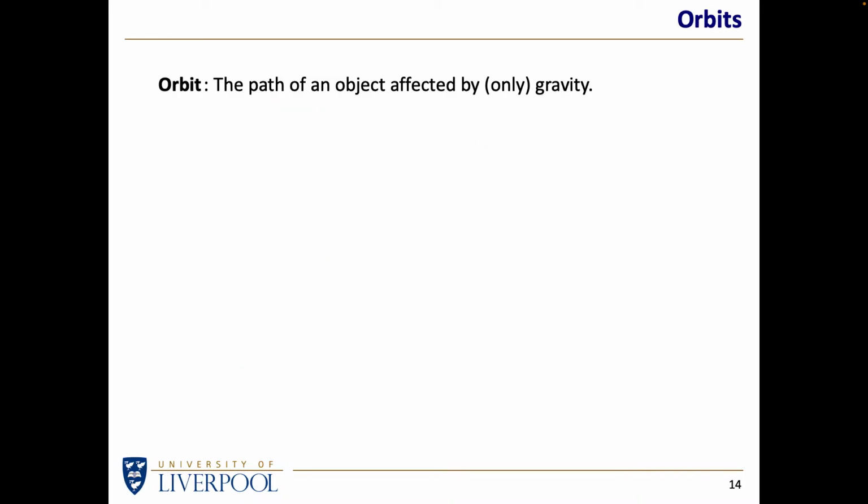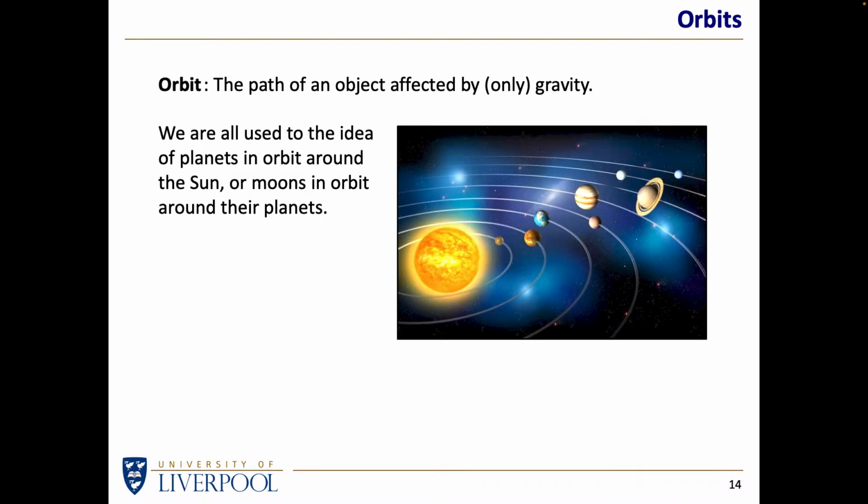So an orbit is defined as the path of an object affected by essentially only gravity. In other words, once you've switched off your rocket motors, the path you then take is called an orbit. An orbit doesn't have to be a closed circle or a closed ellipse. It can be an open path, which we'll see later.